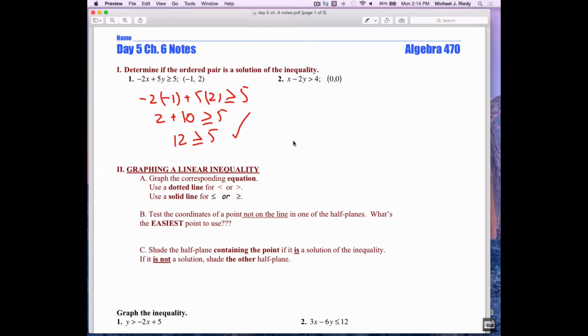Yeah. Bingo. It's not equal. Doesn't have to be. It says greater than or equal to.